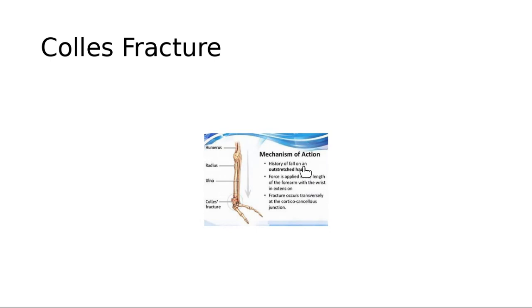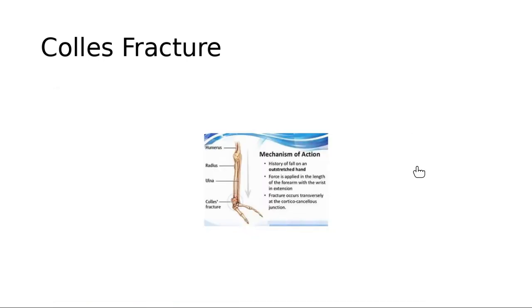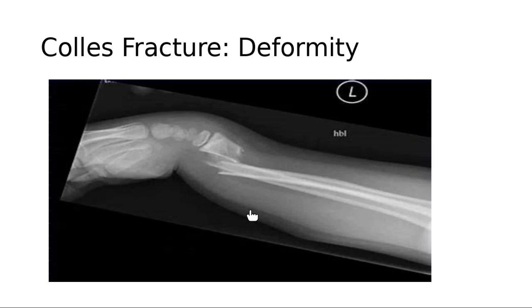Right. So fall on the outstretched hand, and the force is applied to the length of the forearm with the wrist in extension. And the fracture occurs transversely at the corticocancellous junction, which is where you're seeing this here. And this is what you end up with. Fracture of the distal radius.